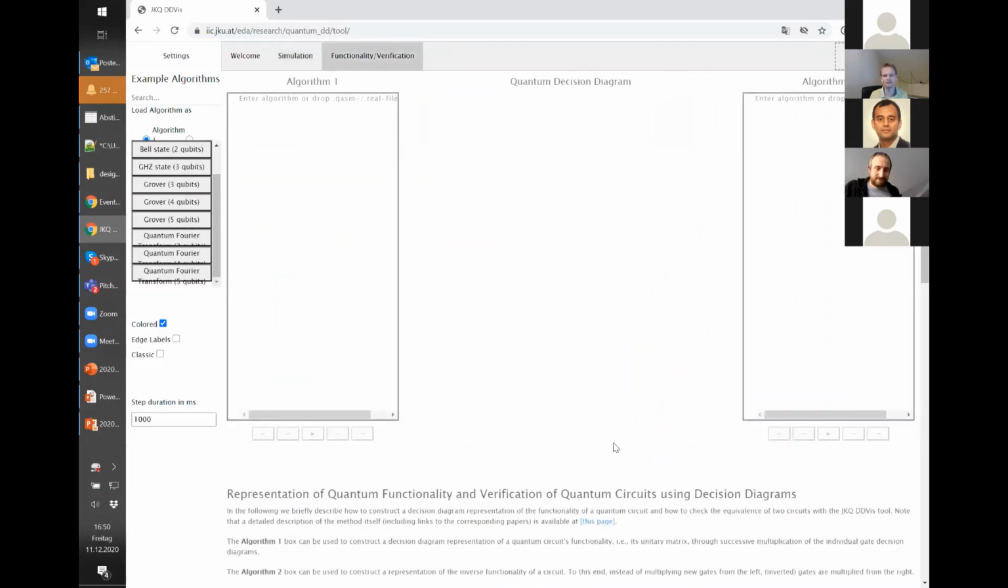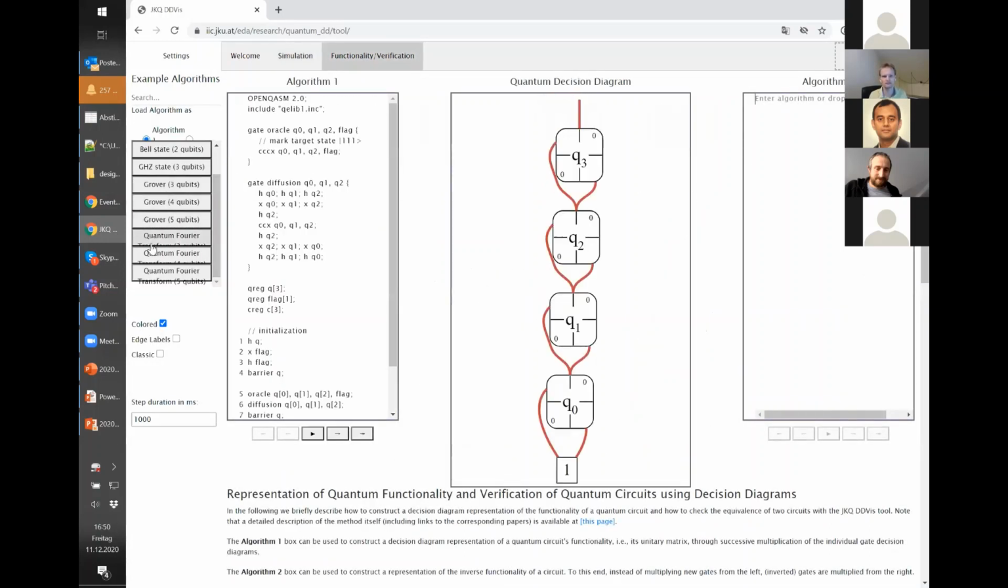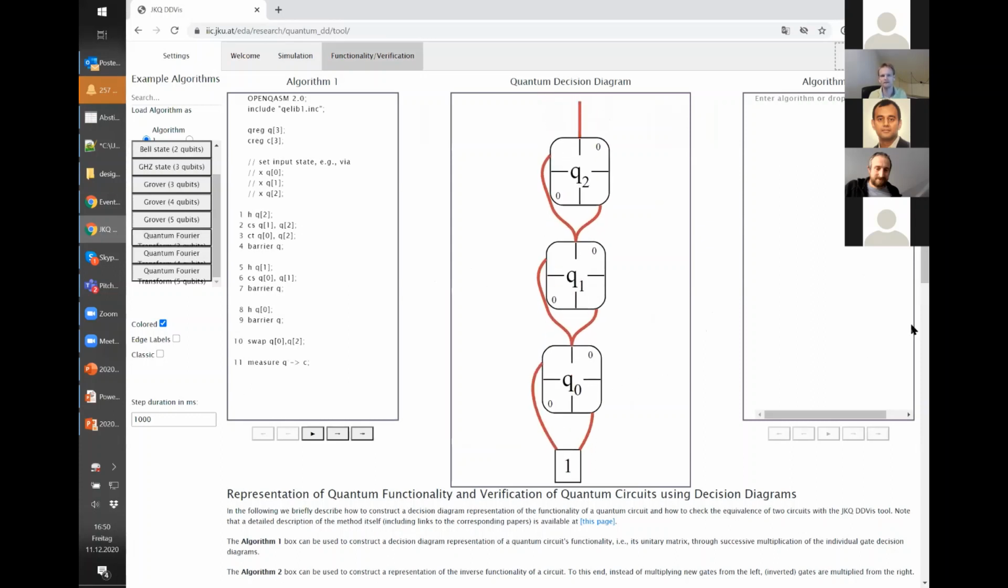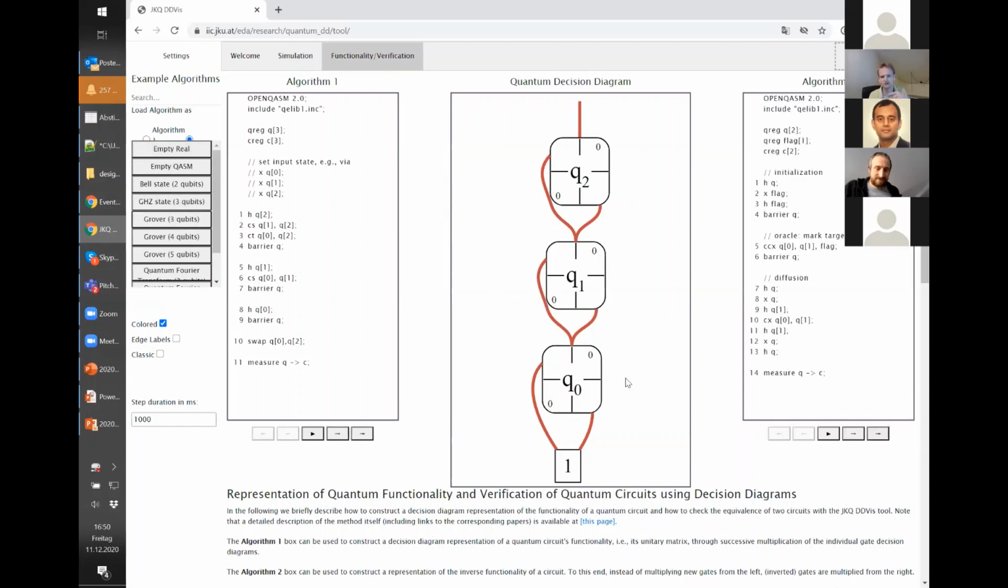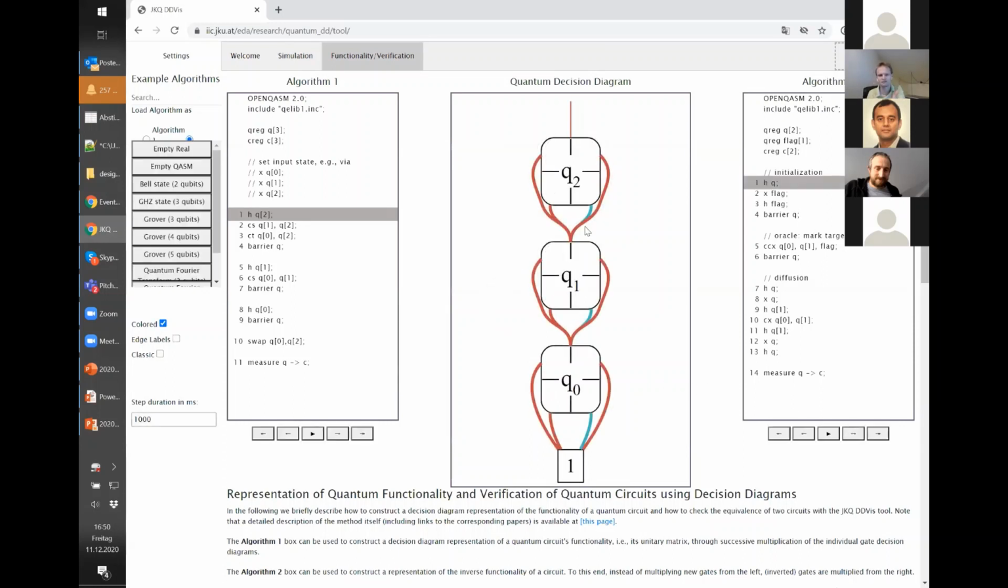You can do the same also with the verification approach. We did this here as well. You can load different algorithms and then apply exactly the verification strategy I showed before. You can apply a gate from one algorithm and check out the effect on the decision diagram, then apply the same from the other algorithm, and see whether you end up with the identity again or not.